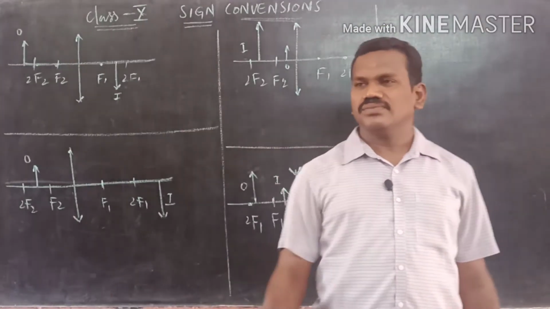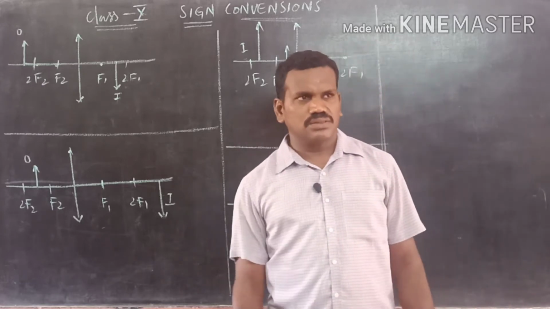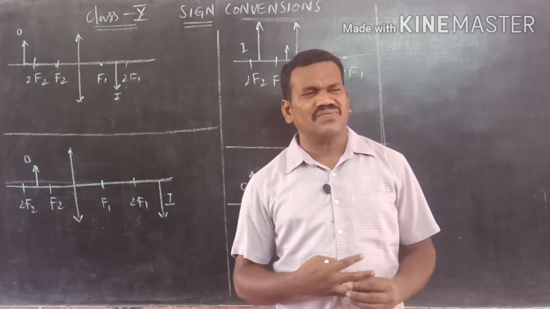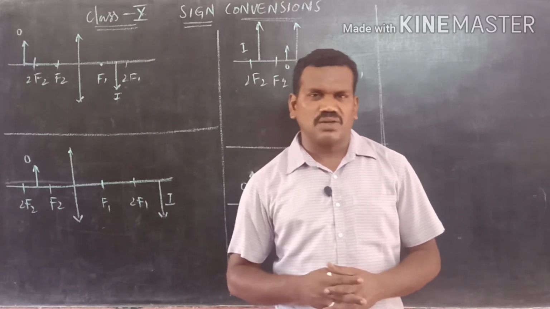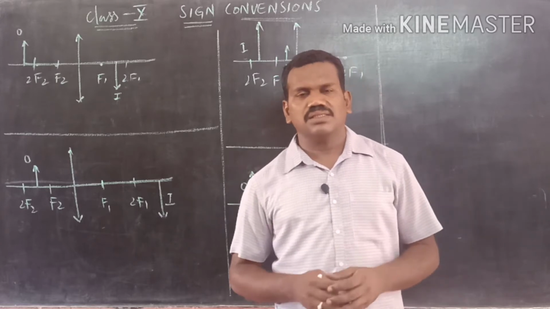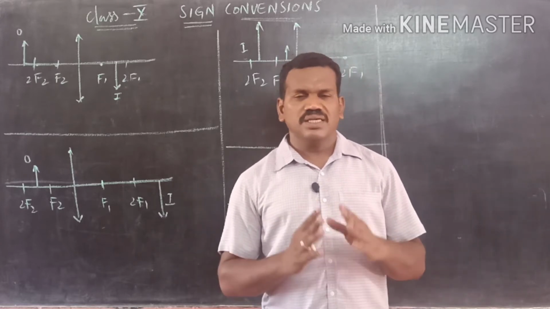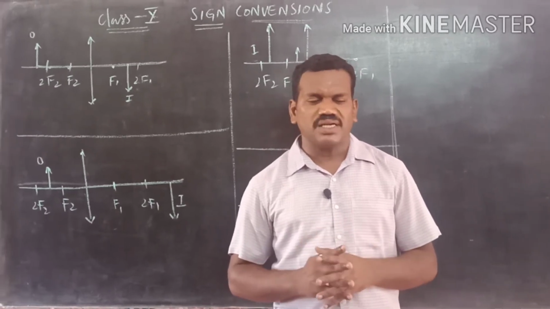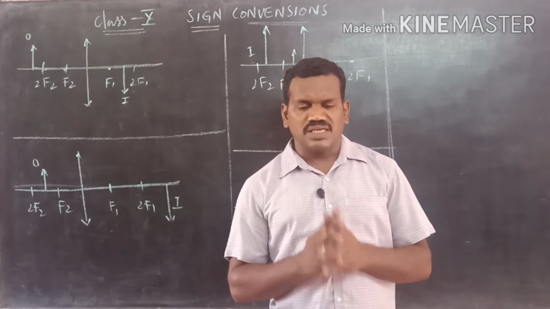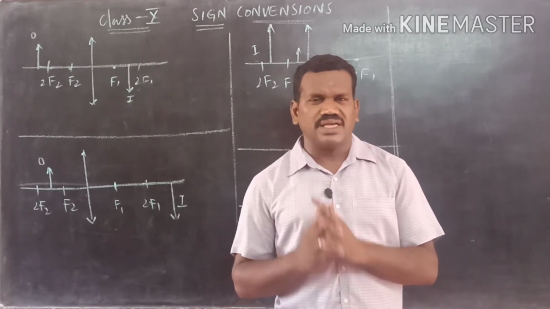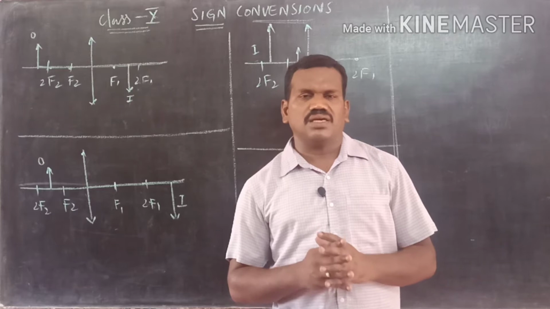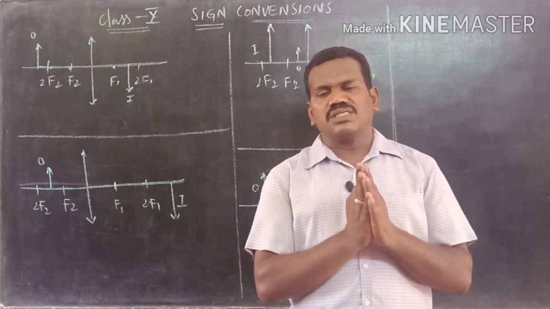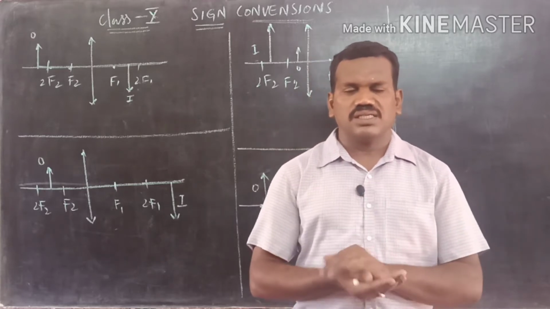Hi students, in the last videos we discussed how to find the focal length of a biconvex lens as well as a biconcave lens. Next we discussed how to draw the ray diagrams, and then how the images are formed in a particular direction. We discussed the meaning of a real image, a virtual image, an erect image, a diminished image, and in which positions they will form.